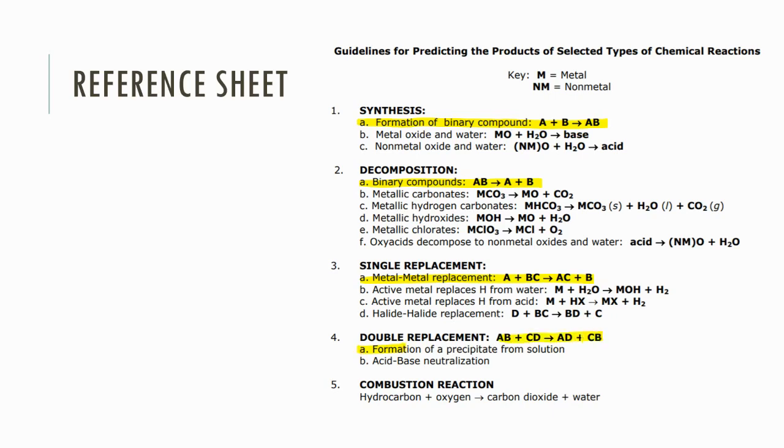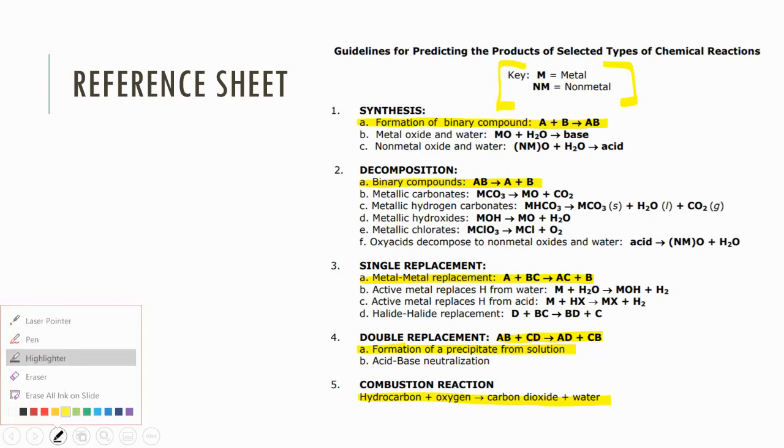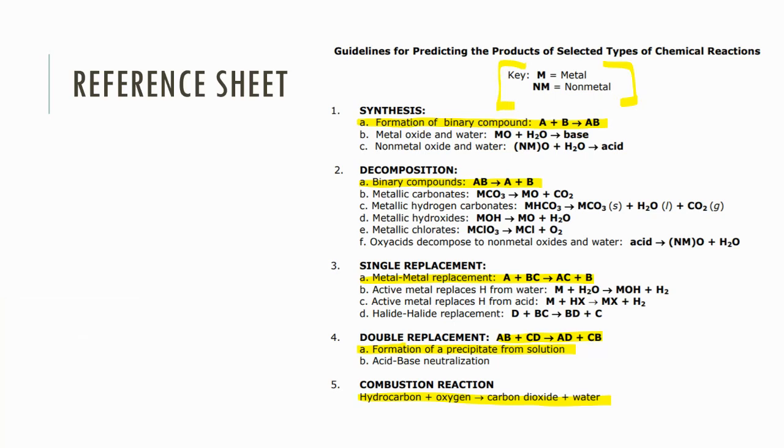That's really going to be this. And combustion only has 1. So we're really going to focus on just the binary compounds. The other thing that I want you to notice is there is a key up here that M stands for metal and NM stands for nonmetal. Remember that we can identify elements as metals or nonmetals based on where they live on the periodic table in relation to the stair step.